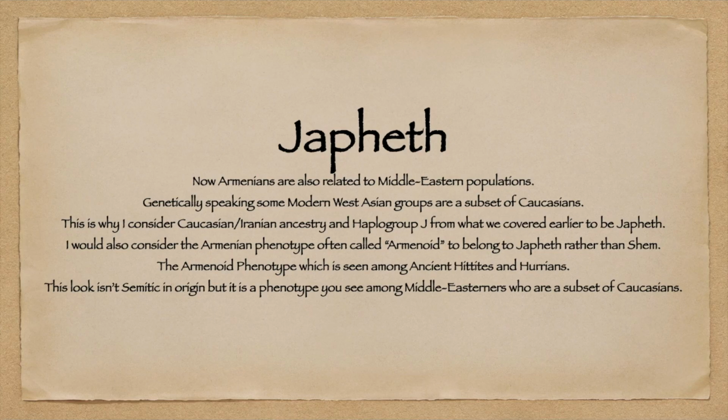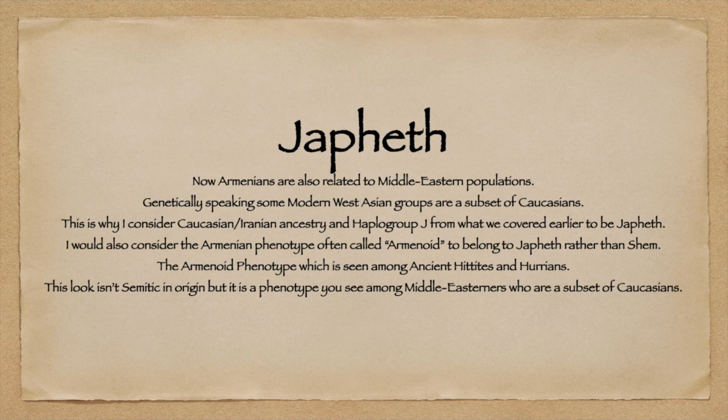So now Armenians are also related to Middle Eastern populations, as we read. Genetically speaking, some modern West Asian groups are basically just a subset of Caucasians. This is why I consider Caucasian/Iranian ancestry, as well as haplogroup J, from what we have covered earlier, to be Japheth. These would be your descendants of Japheth within the Middle East. I would also consider the Armenian phenotype, often called Armenoid, to belong to Japheth as well, rather than Shem. And the reason I say this is because the Armenoid phenotype is mostly associated with ancient Hittites, who are Indo-Europeans, and Hurrians, who are Caucasians.